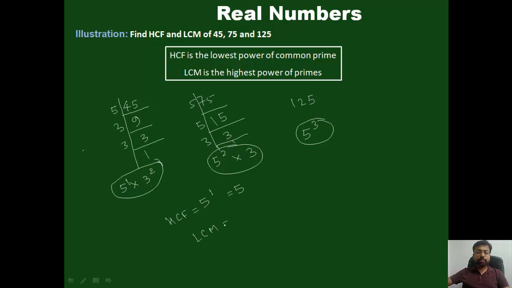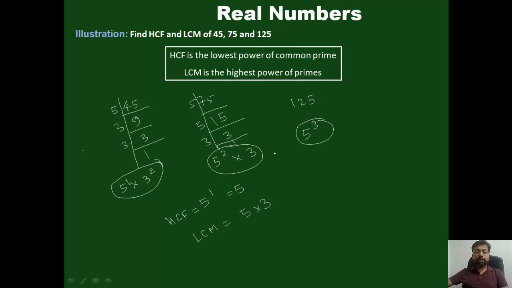And what is LCM? LCM is the highest power of all primes. So here you have 5 and 3 as the primes. Here also you have 5 and 3, and you have 5 here. So all the primes we have to consider. It's not about the common primes. All the primes that are there for the numbers, you have to write them down, and then you have to take the highest power of these primes.